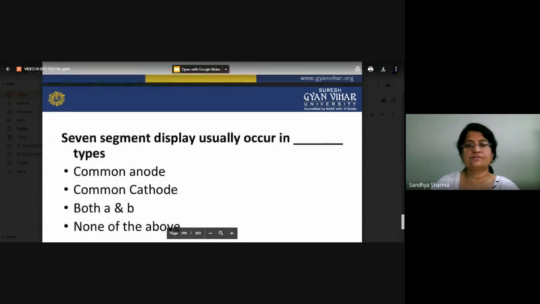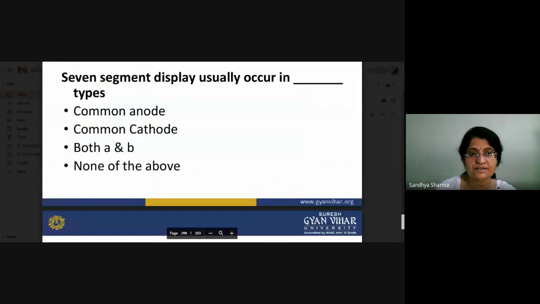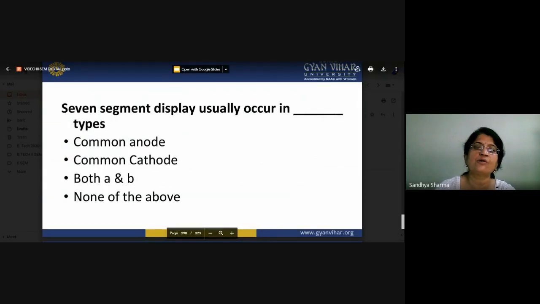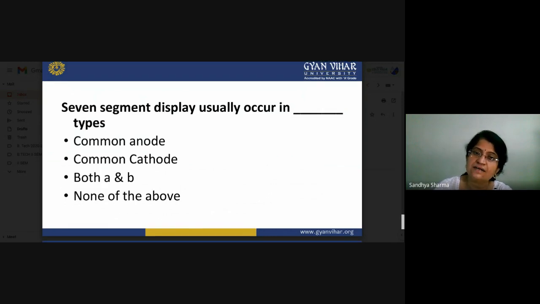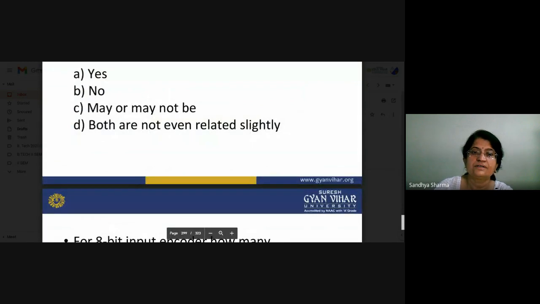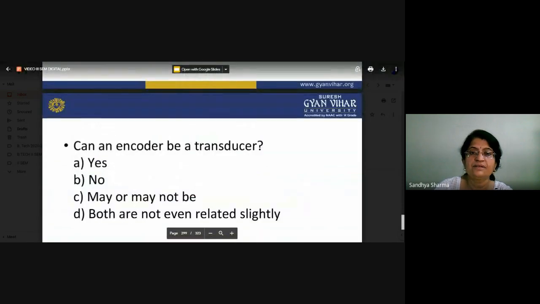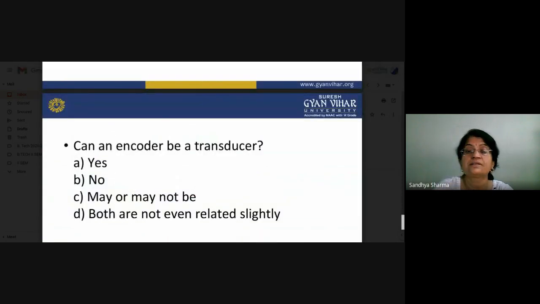We will again switch to the seven segment display devices. They usually occur in common anode and common cathode types. If all the anodes are interconnected or all the cathodes are interconnected, we can use our display devices in either way. This is also an encoder, a transducer. So what about the transducer? The property of a transducer is that it converts any physical quantity into an electrical quantity. So the same function is on the encoder side.